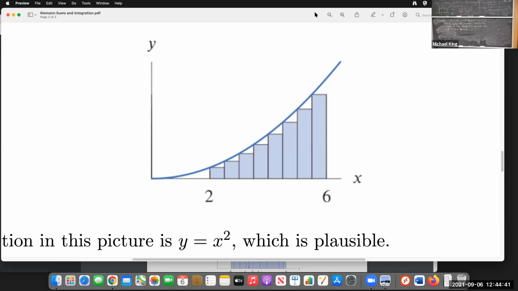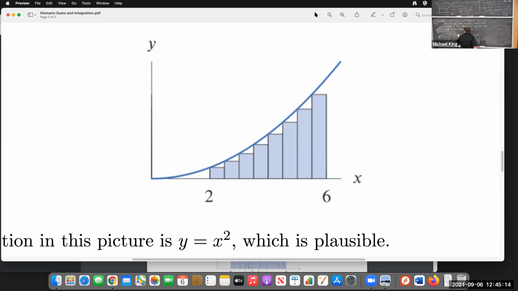Right, so what's the width of each rectangle? It works out nicely, right? Is it 1/2? From 2 to 6 is width 4, and there's 8 rectangles, so each one's 1/2. So instead of drawing the whole picture up there, what I might do is just draw the number line, like the x-axis, and say here's 2, here's 6, and I want 8 equal intervals, right?